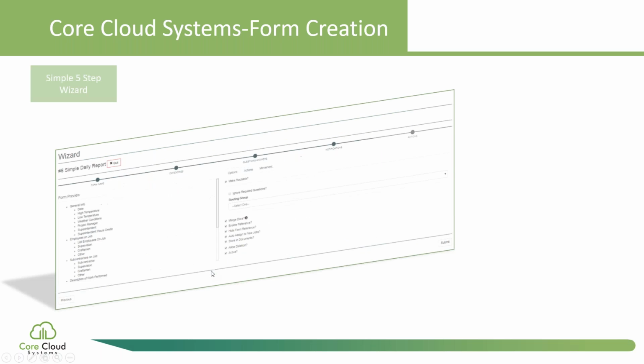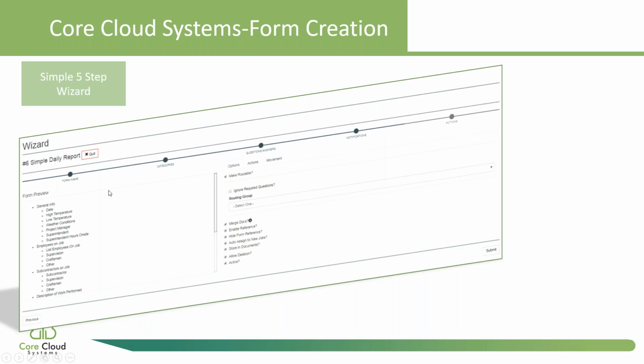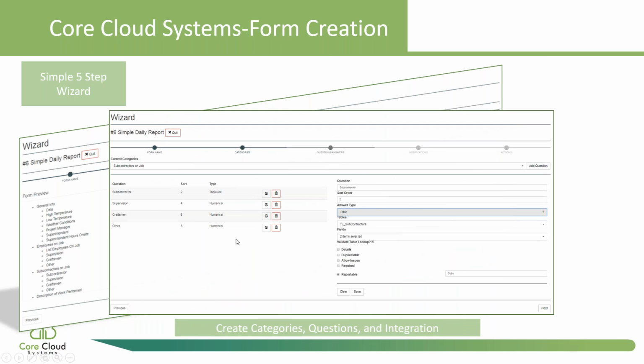Just a very simple couple of slides here. Basically, if you notice, it's a wizard. So you start out by giving it a form name, the categories, and then the questions. And then there's some notification pages here. But for instance, if you noticed on that daily report, the general information, employees on the job, subcontractors, and then these are the questions.